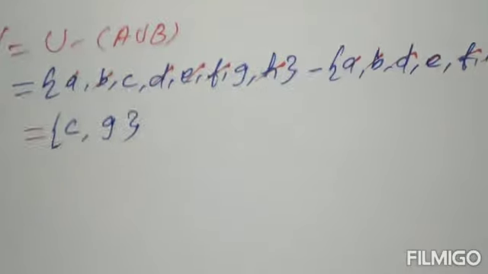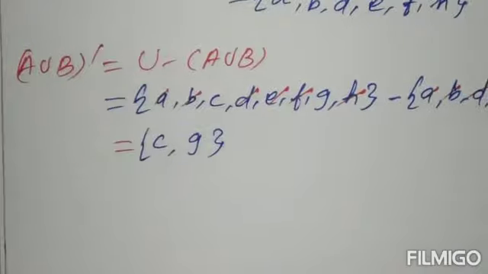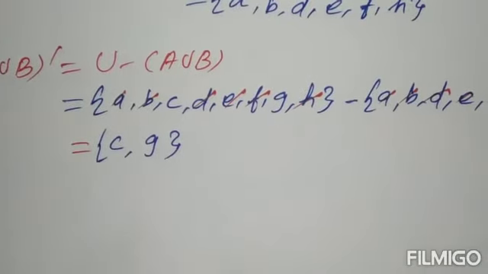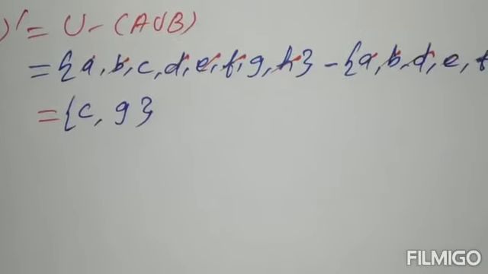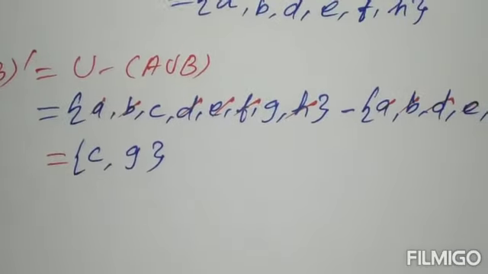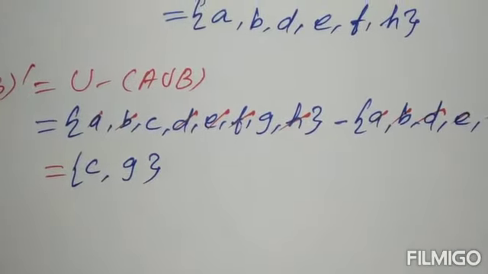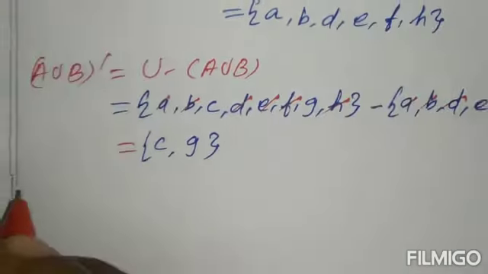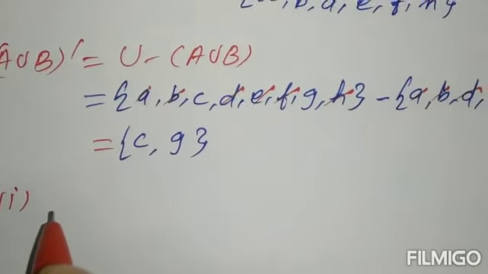So C comma G is the A union B the whole complement. Next, the sixth one.